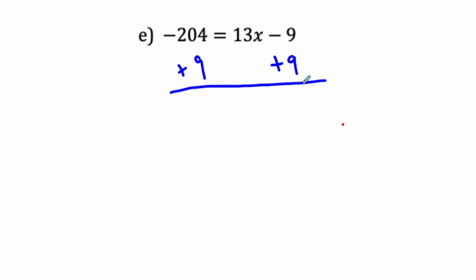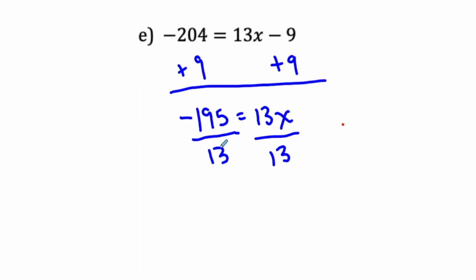And again, if you're not good with your adding and subtracting and integers and stuff like that, use your calculator. Negative 204 plus 9 is negative 195 equals 13x. Then we ask ourselves, how do I get rid of that 13? Because I want x by itself. I'm going to divide because this is being multiplied by x, so I'm going to divide by 13. Negative 195 divided by 13 is negative 15. Final answer, there we go.